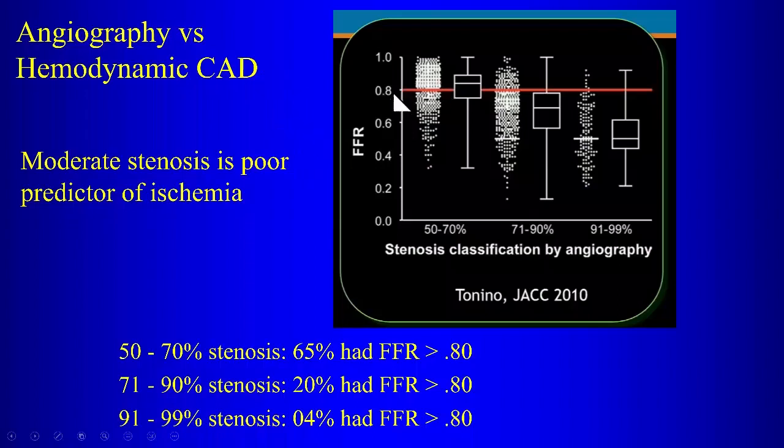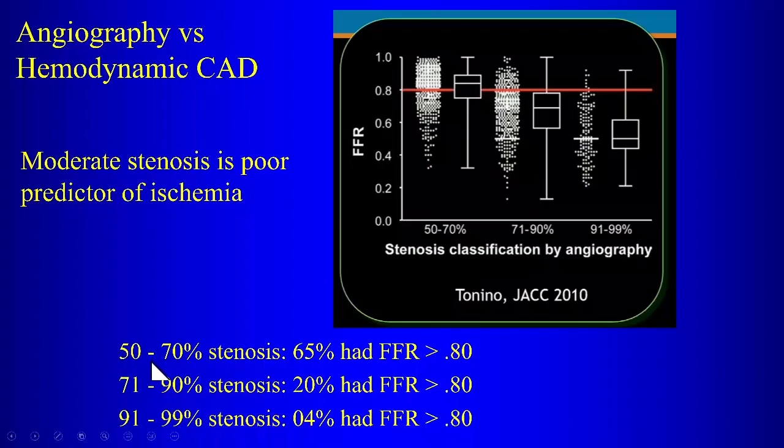that's what we're doing here, and here we're using 0.8. So if the fractional flow reserve is greater than 0.8, then that means that the lesion is not physiologically obstructing the flow. So look at these stenoses: this is 50 to 70% stenosis, these are lesions of 71 to 90% stenosis, and these are lesions of 91 to 99% stenosis.